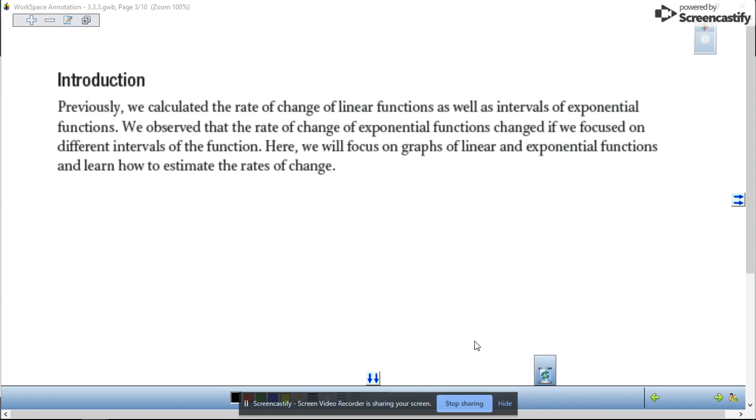Alright, in the last video, we talked about calculating rate of change on tables, things like that, over a specific interval, linear and exponential functions. We observed that the rate of change of exponential functions changes if we focus on different intervals, because it's not linear, it's not a straight line, so the rate of change is not going to be constant. Here we'll focus on graphs of linear and exponential functions and learn how to estimate rates of change.